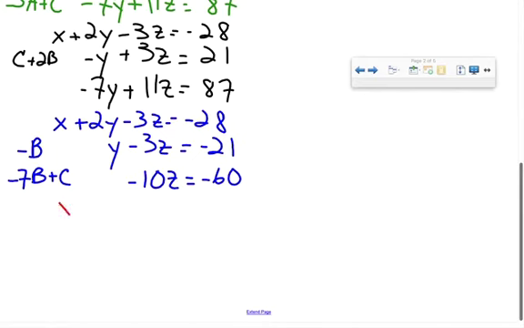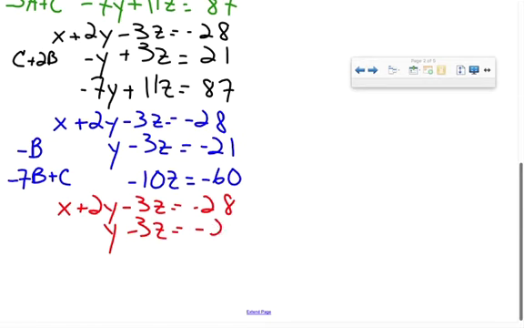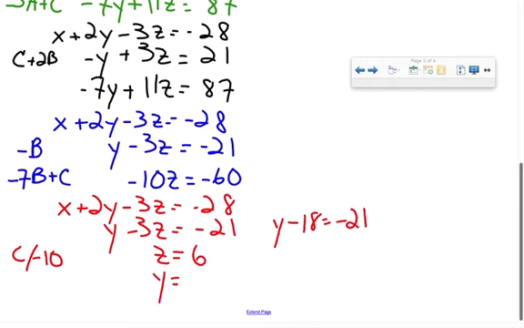First equation and second equation are good. I'm going to take c and divide it by -10. And then that'll give me that z is 6. And so now I just need to substitute that z in and solve. So when I substitute z into the second equation, I get y minus 18 equals -21. So that means that y has to equal -3.